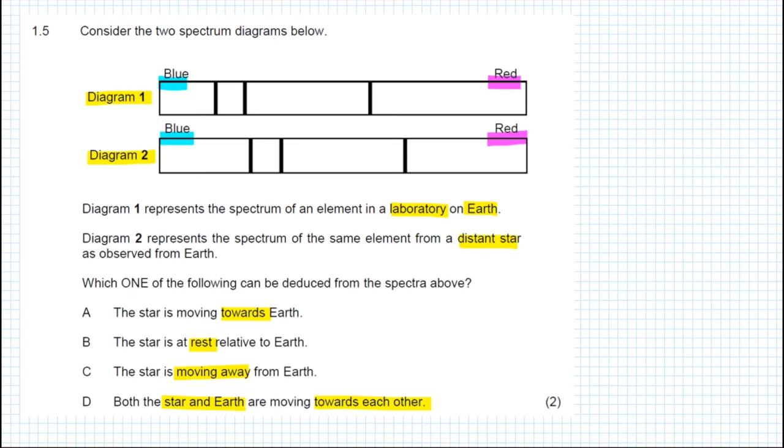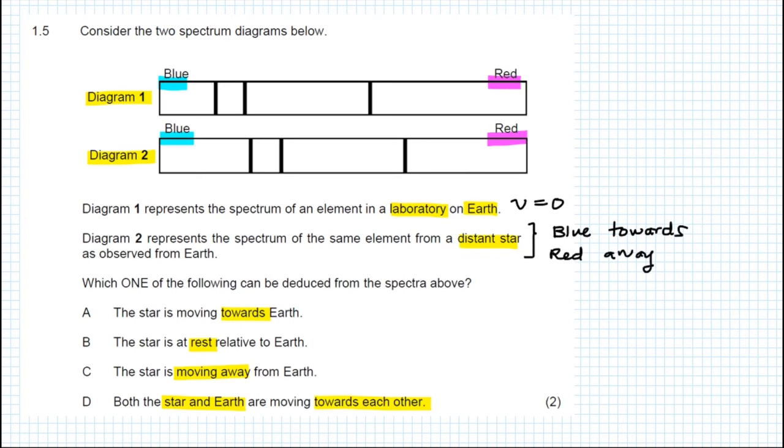Now, when we look at an element in a laboratory, its velocity is going to be 0, so it's going to be at rest. If the distant star is not moving, then we expect no shift in the spectrum. If it is moving, however, then the spectrum is going to either be blue or red shifted. Remember, a blue shift implies that the star is moving towards us. A red shift implies that the star is moving away from us.